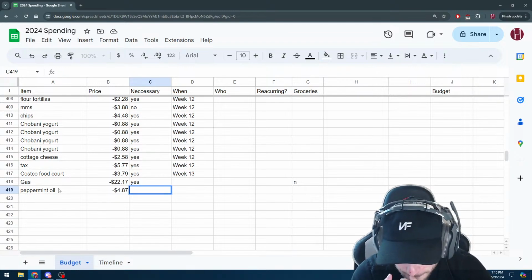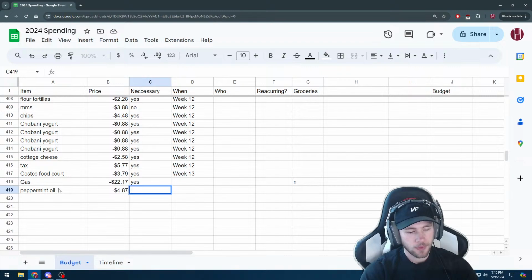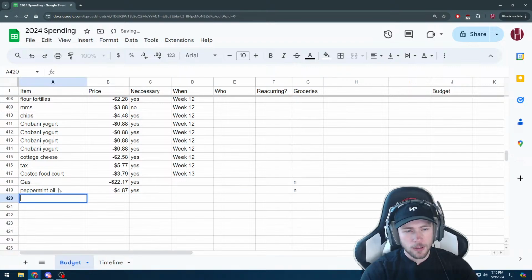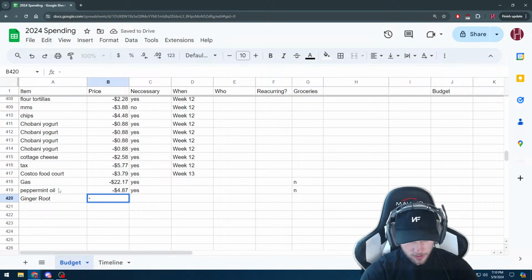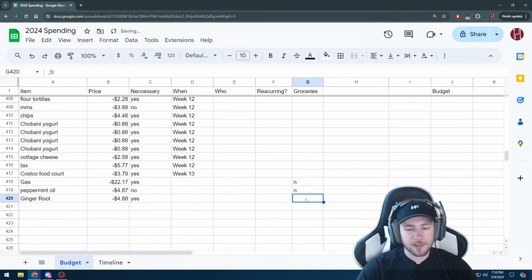Is this required? This is one of those things. It's like, I was pregnant and wanted it, but at the same time, would she survive without it? Maybe. We'll just say yes to make ourselves feel better, but not groceries. And then ginger, which is what we actually went to get her. 4.88. Which I guess I'll say that one's necessary.